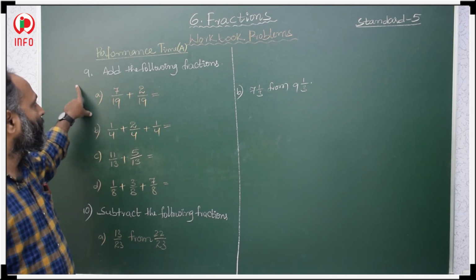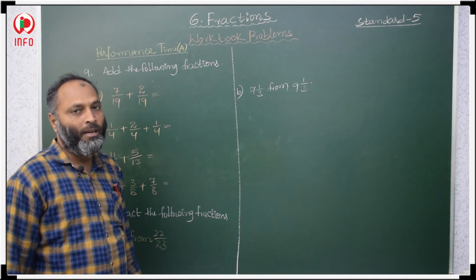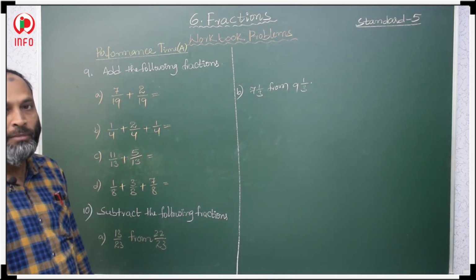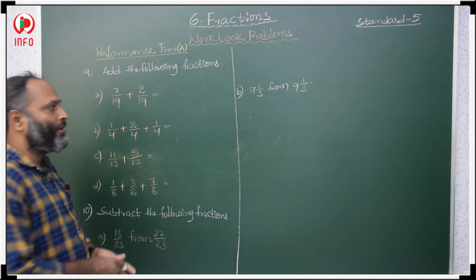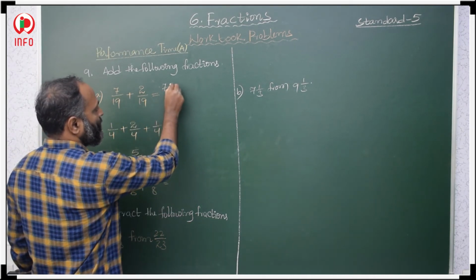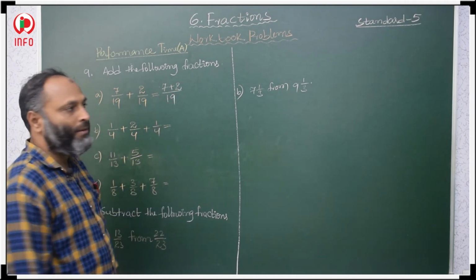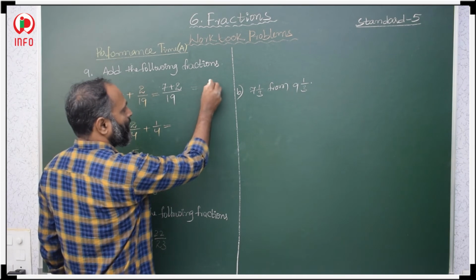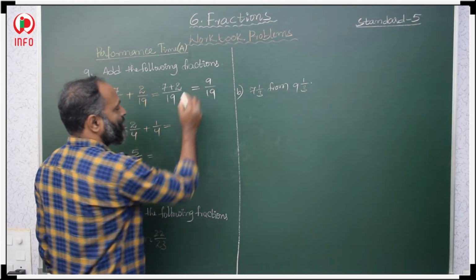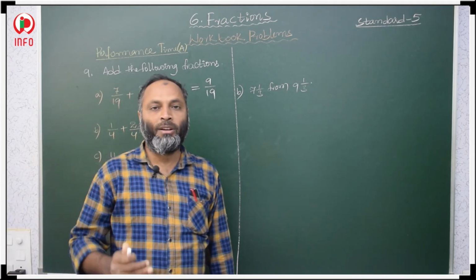Next, see here in the performance time, the 9th question: add the following. How to add like fractions? We just have to find the sum of numerators and write it over the common denominator. Sum of numerators, that is 7 plus 2, by common denominator, that is 19. 7 plus 2 is how much? 9. 9 by 19.